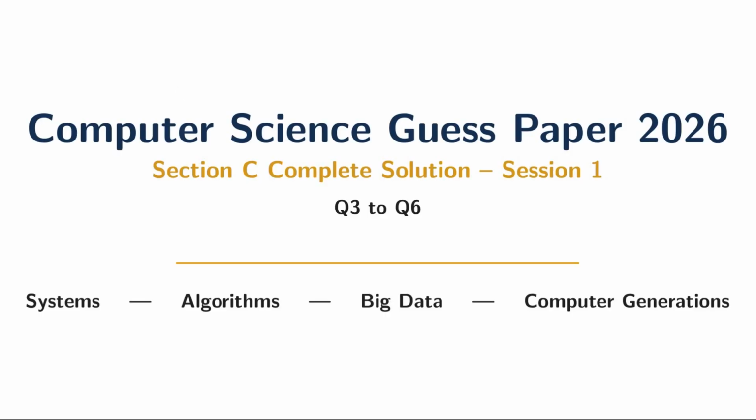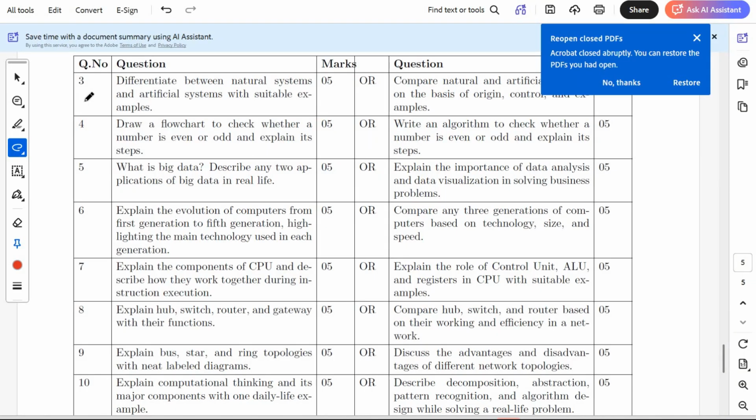This is Computer Science Guess Paper 2026 and I will provide you complete solution of section C in 3 sessions. First session includes question number 3 to question number 6 and topics are system, algorithm, big data and computer generation. Question number 3 is differentiate between natural system and artificial systems with suitable examples.